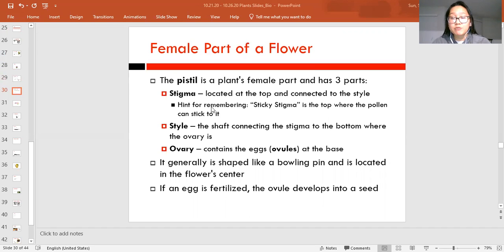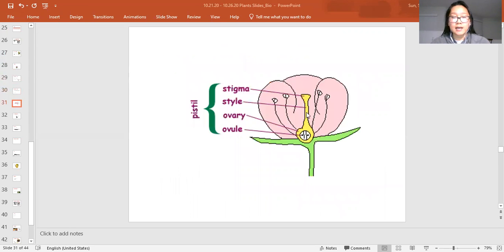Okay, so a hint for remembering it is the sticky stigma, because it's at the top where the pollen will touch and stick to it. So if we look at this diagram, in the middle here, you actually see the female part, and the stigma is this very, very top little knob of the pistil, and it's where the pollen will float in and land, or be brought in by a pollinator and land, and it will stick right onto here.